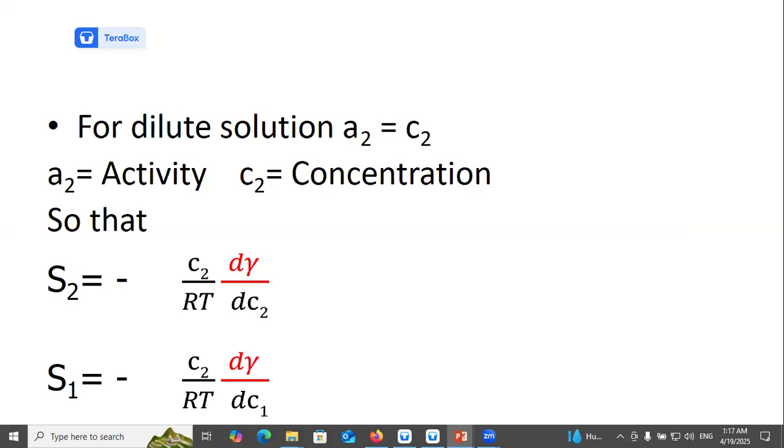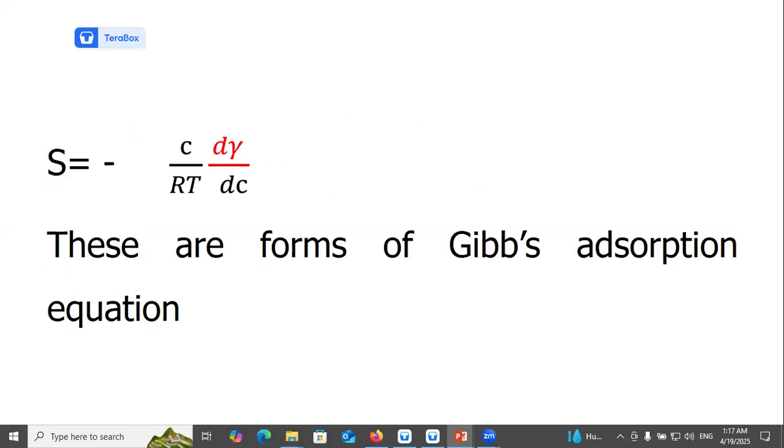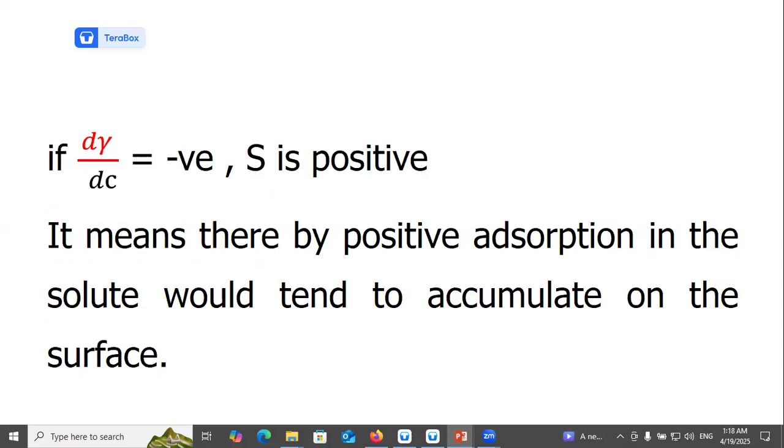For dilute solution, A2 equals C2, where A2 is activity and C2 is concentration, so that gamma2 equals minus C2 over RT, d gamma over dC2, and gamma1 equals minus C1 over RT, d gamma over dC1. In general, gamma equals minus C over RT, d gamma over dC. These are the forms of the Gibbs adsorption equation.